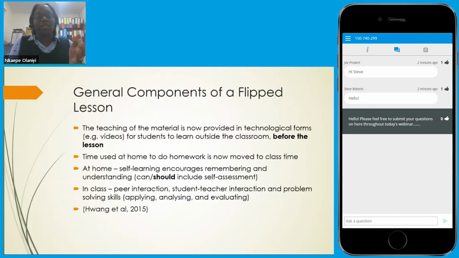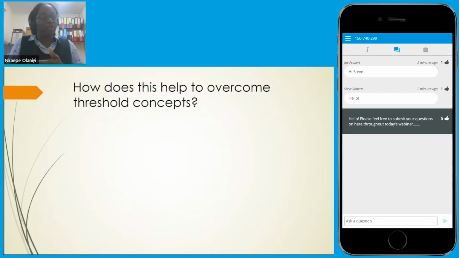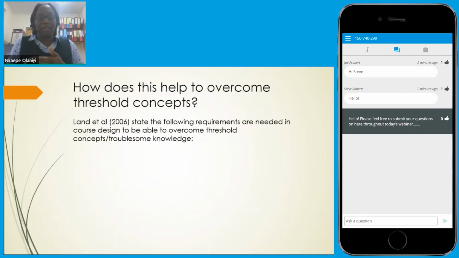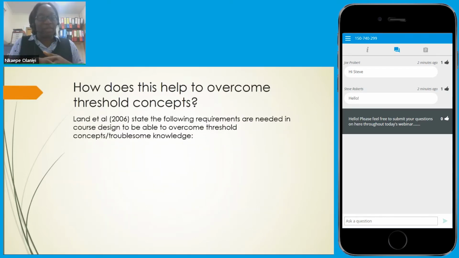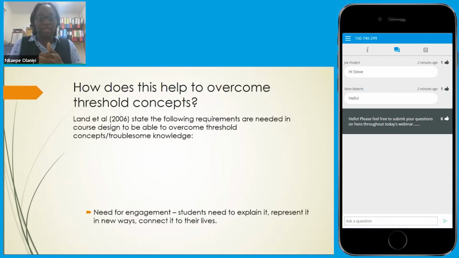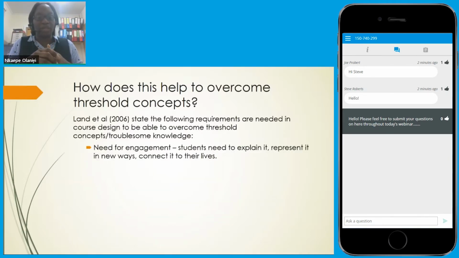But the question is, how does this actually help overcome a threshold concept? Land, again one of the core researchers in this field, says that the following things need to be addressed when you're delivering a course design to overcome a threshold concept or troublesome knowledge. There is a need for engagement. Students need to be able to explain it in different ways connected to their real lives, things that they see or experience.